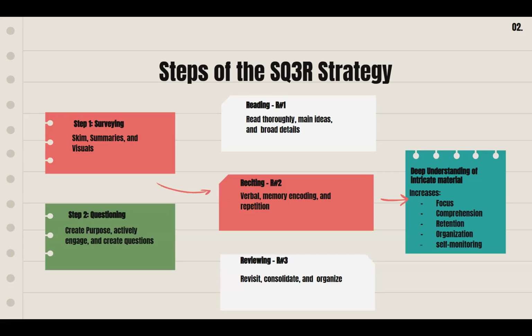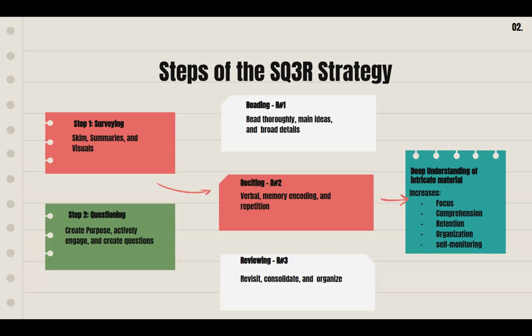So what are the steps of the SQ3R strategy? First is surveying, which is to skim headings, subheadings, summaries, and visuals to gain an overview of the material that you will be learning. The next is questioning, which is to transform headings into questions to establish a reading purpose and promote active engagement through your studies.